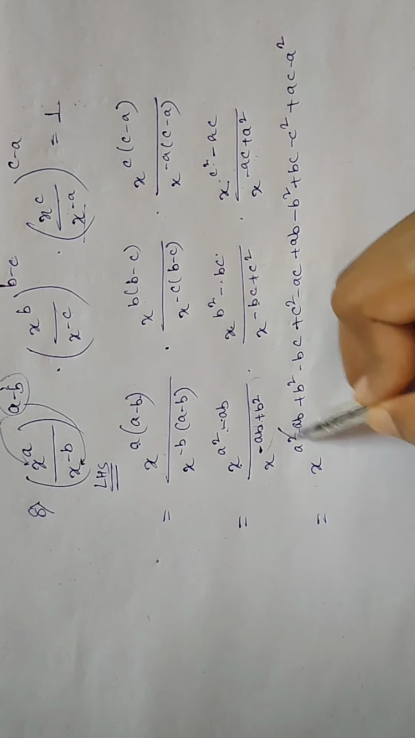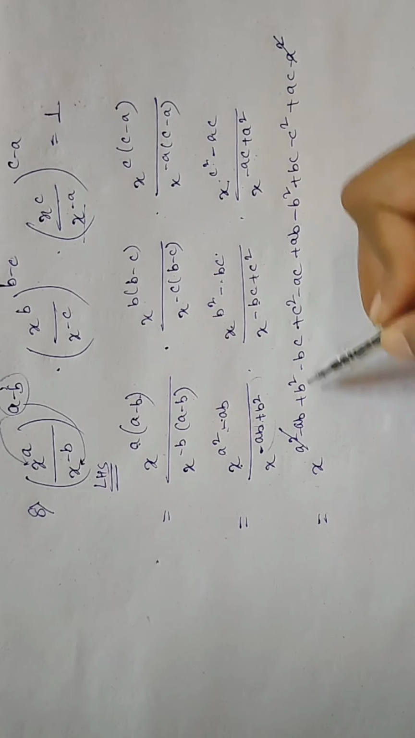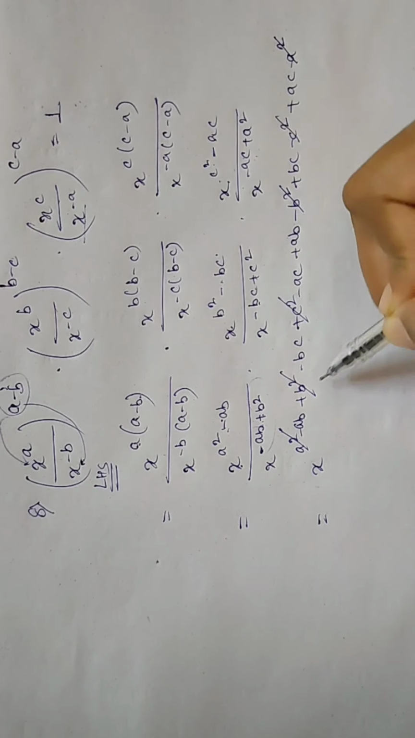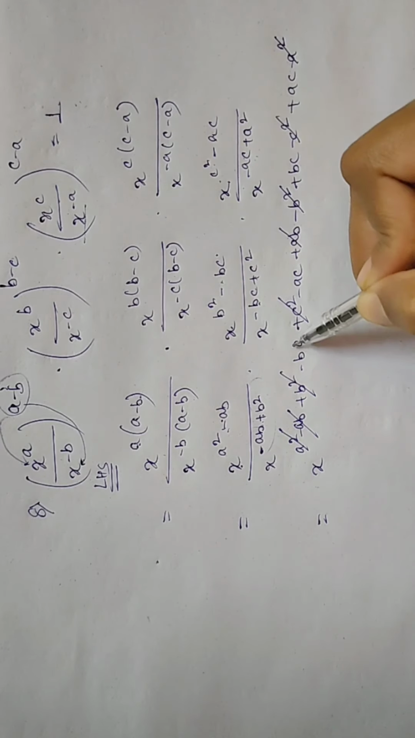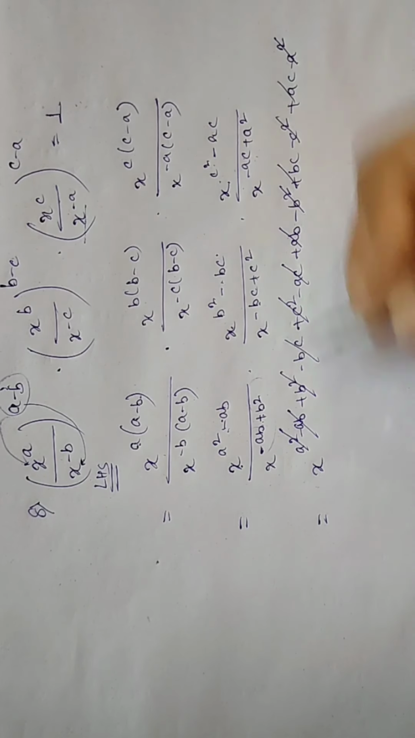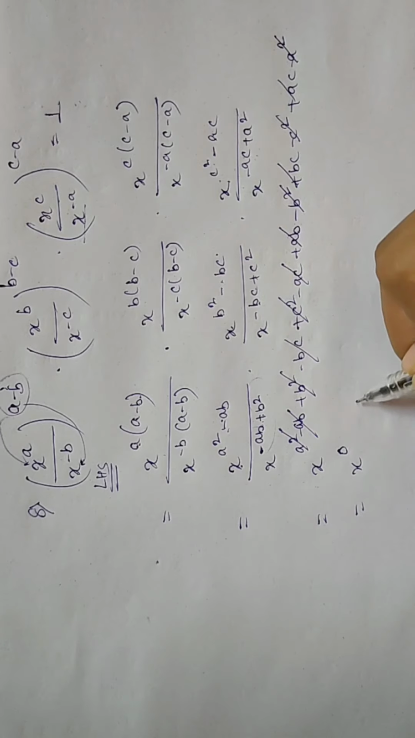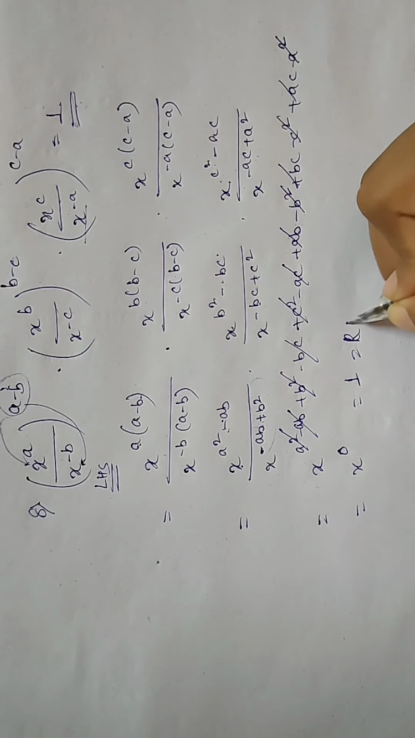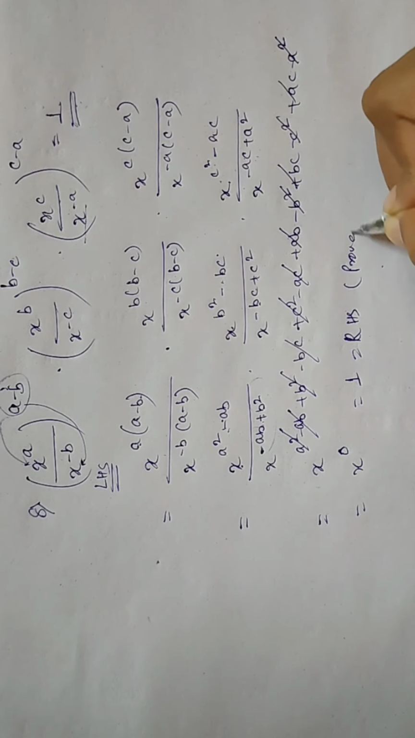I have changed all the signs of the denominator. So now try to cancel out a square, then plus b square minus b square, c square minus c square, minus ab plus ab. In this way all gets cancelled out, that is you will get x to the power 0, that is equal to 1. So it matched with RHS. Proved. Fine.